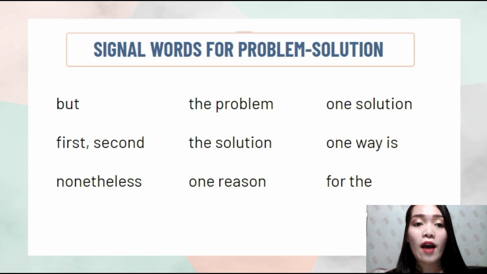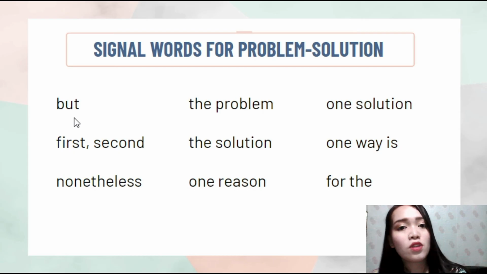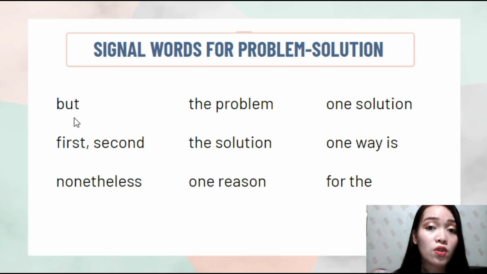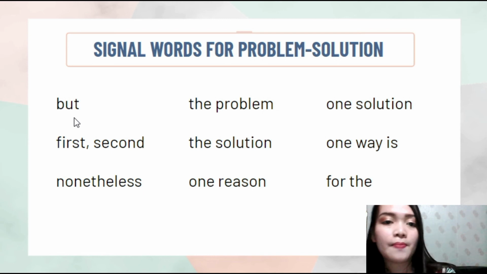And not just because you have seen the word but, as a reader, could you say already that this text or this paragraph that I am reading is a problem solution, just because you have seen the word but. So you still have to analyze the text, the paragraph you are reading, and not just judge it by those signal words. Okay? Those signal words are just your clues. They will help you, but it doesn't mean that you have to depend everything on those signal words. You still have to comprehend what you are reading or what you are writing.